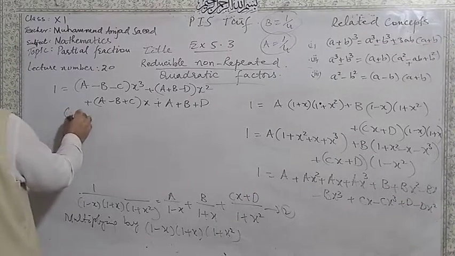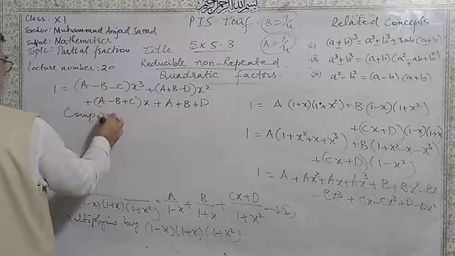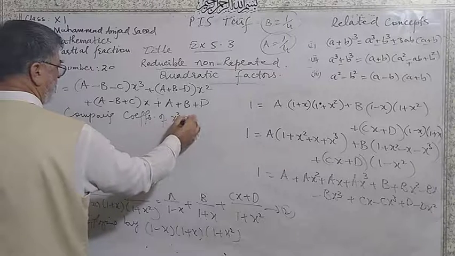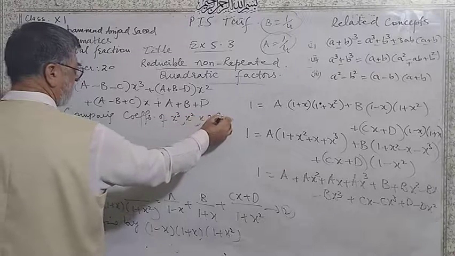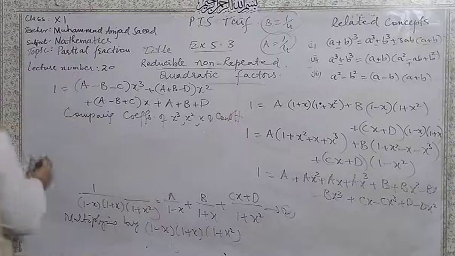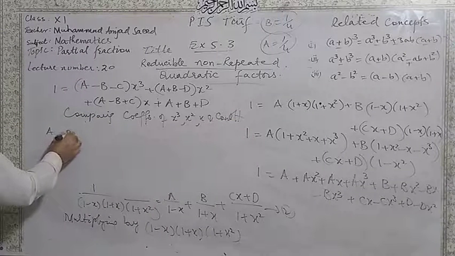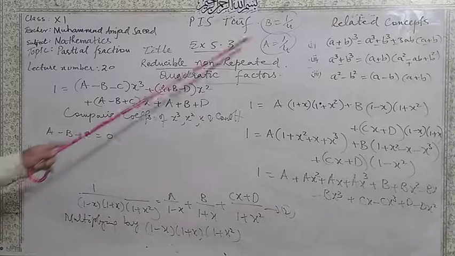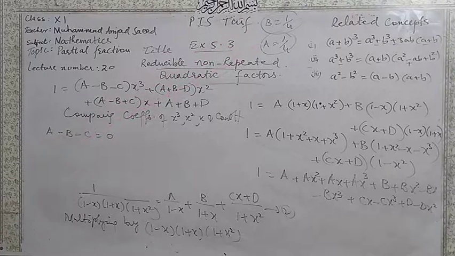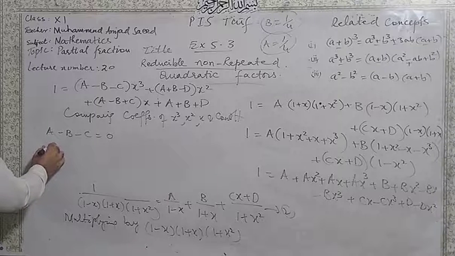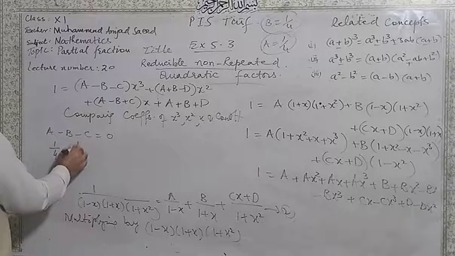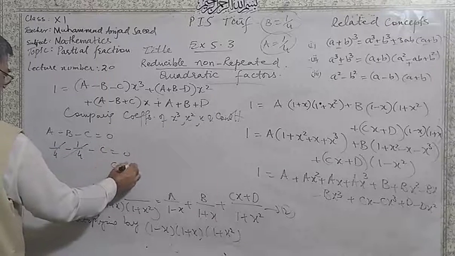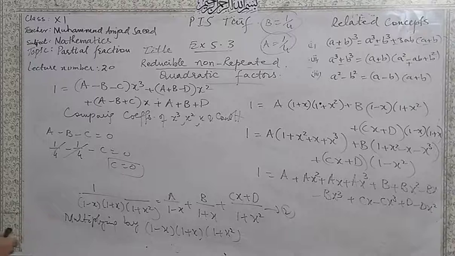Comparing coefficients of x cube, x square, x, and constants, so a minus b minus c is equal to 0. Here you have a and b already, so we can write down 1 over 4 minus 1 over 4 minus c is equal to 0, so c is equal to 0. C is 0.